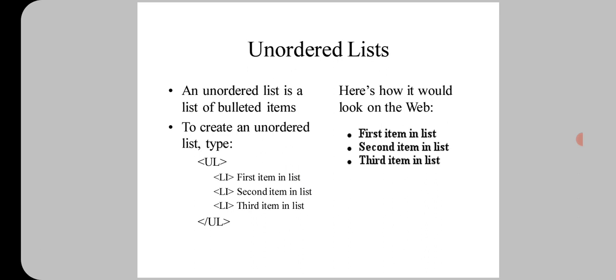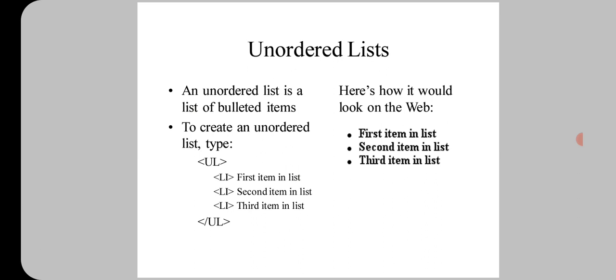So what is an unordered list? An unordered list is a list of bulleted items. Generally in an unordered list we may use different symbols, like a circle, a filled circle, a square, a filled square, arrow keys, and bullet symbols. To create an unordered list, type the UL and /UL tags.